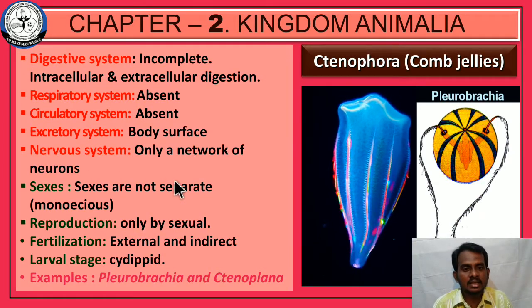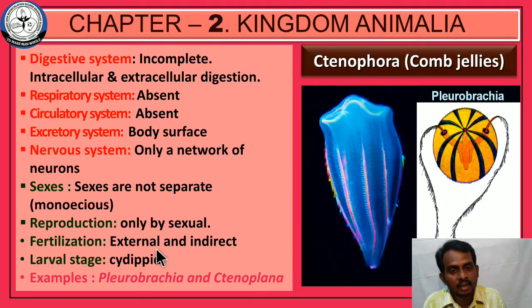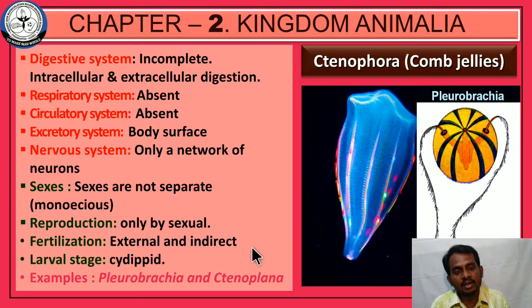Okay, sexes are not separate, that means monoecious animal. Monoecious, both male and female organs are present in the single animal. Reproduction only by sexual. Fertilization is external fertilization and indirect development. Indirect development means what will come for indirect development? Very good, larval stage. Here the name of the larva is Cydippid larva.